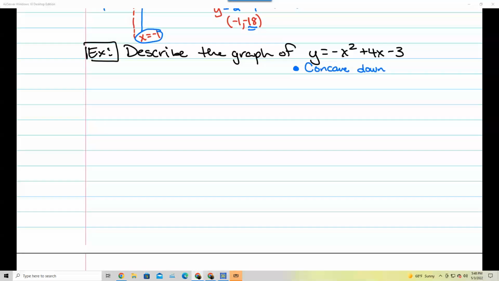And because it's a 1, this doesn't have a vertical stretch, and it doesn't have a vertical compression. It's just going to be concave down. Okay, so I already talked about my a value. Next thing is the vertex.